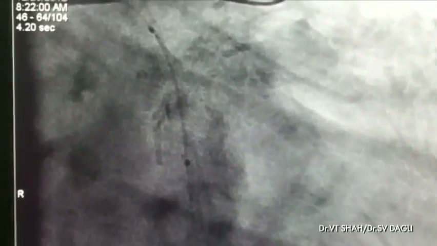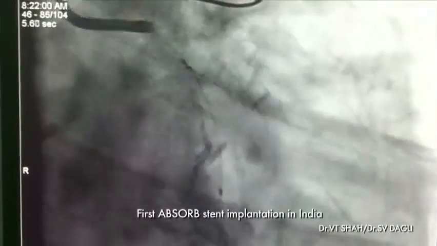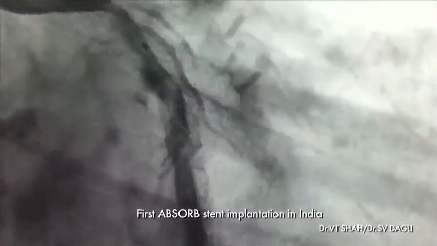3 lesions. We could not cover all the 4 blockages in one stent, and therefore we had to deploy 2 stents in this artery. One distally, as we see here, with both the dots there of the Absorb stent. Now this is deployed distally to cover the 3 blockages, and this is the fourth Absorb stent at 8:44 a.m.